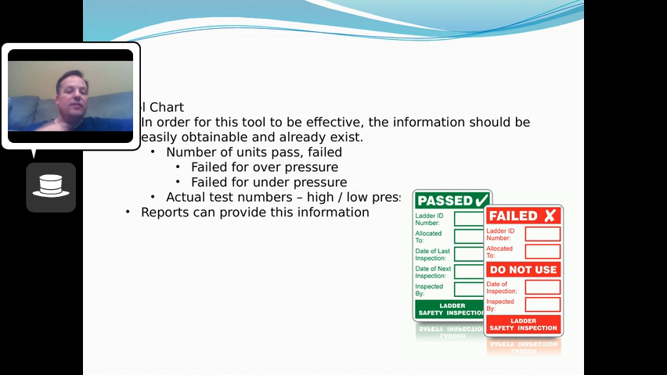Inputs for our control chart. The pass and fail stickers there on the bottom right are actually from a ladder safety inspection, but it's the same concept here. In order for this tool to be effective, the information should be easy to obtain and already exists, just like our run chart.